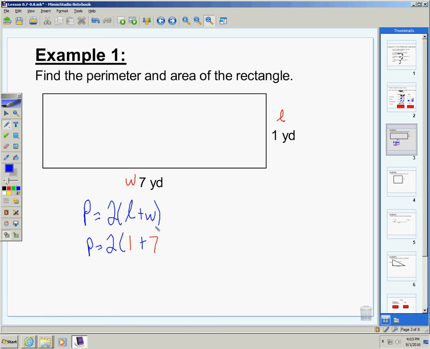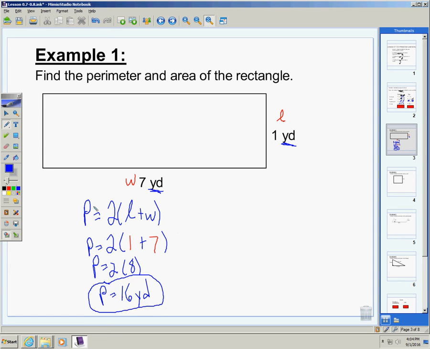And now I'm just going to evaluate this expression. Perimeter equals 2. Remember, do parentheses first. 1 plus 7 is 8. 2 times 8 equals 16. But remember, as soon as you're done with the problem, you need to add back in your label. That would be my yards. So perimeter is 16 yards. Perimeter, it's just always the distance around. It's not squared, it's just 16 yards. That's what my perimeter is.